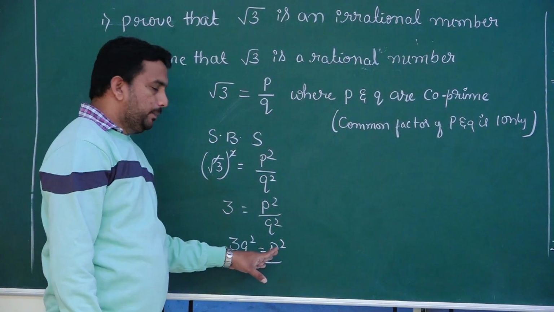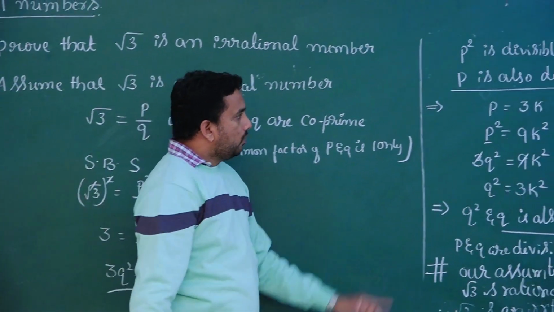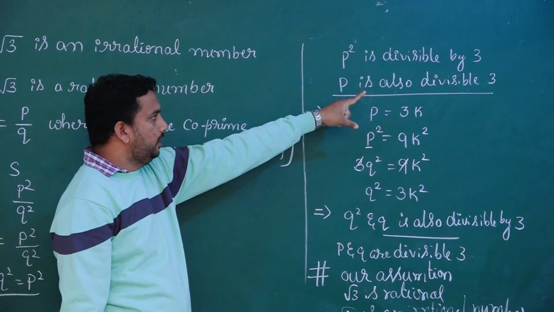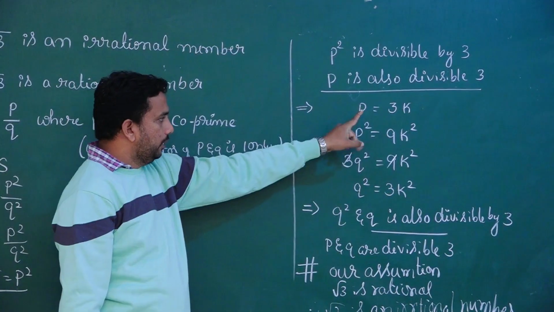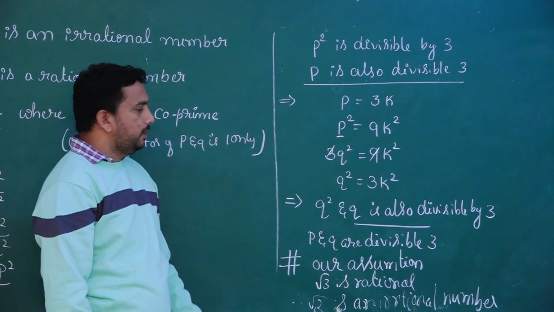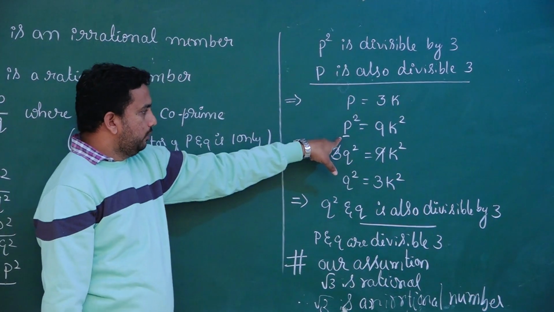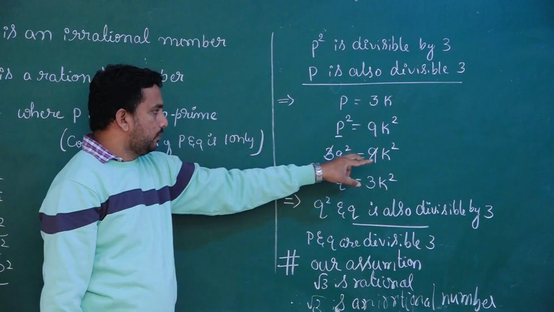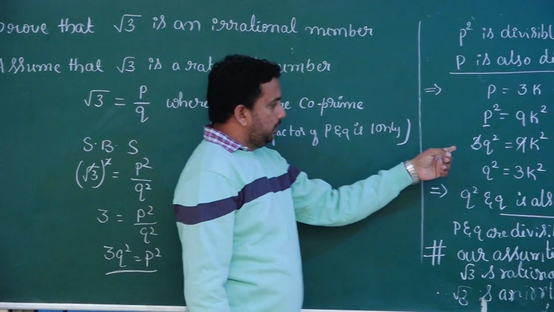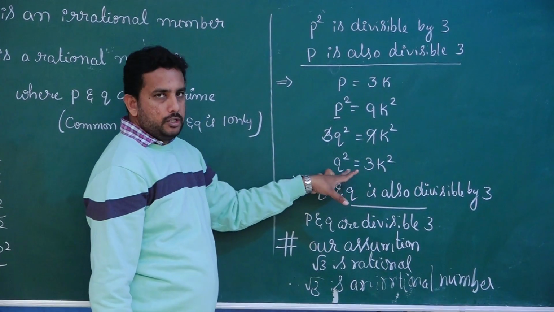Then we conclude that p square is a multiple of 3 because it is equal to 3q square. Therefore p square and p both are divisible by 3. If the square is divisible by 3, then the square root is also divisible by 3. So we write p is equal to 3k, because p is divisible by 3, so it is a multiple of 3. Squaring that, we get p square is equal to 9k square, and p square is equal to 3q square. I substitute that there, so 3q square is equal to 9k square. We can cancel 3, so then q square is equal to 3k square.